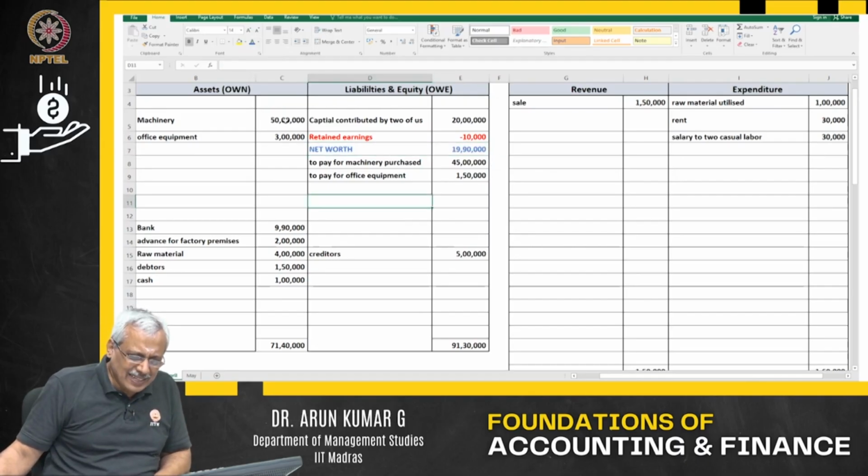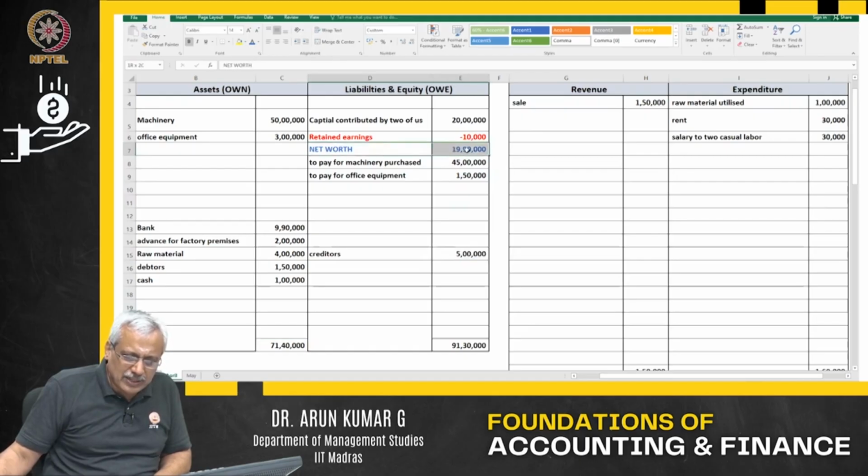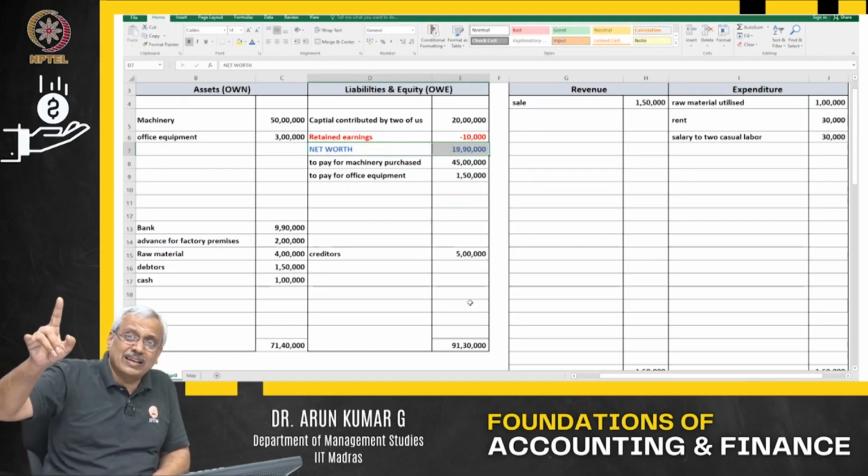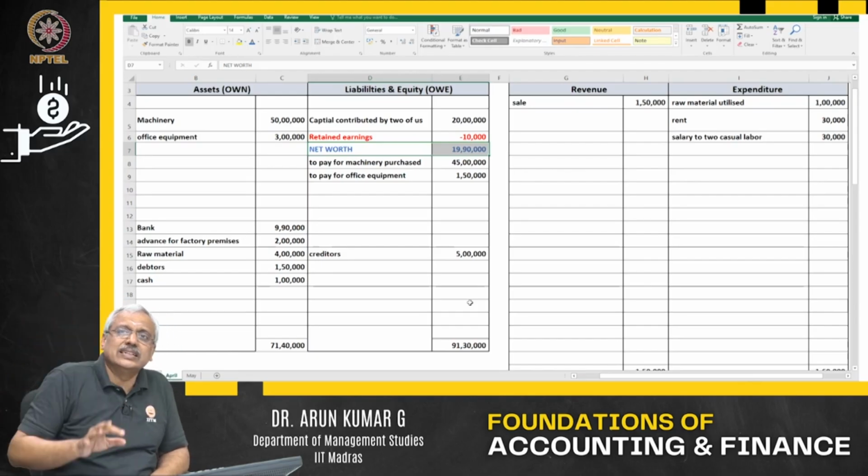That is, I sell all the assets, I generate so much money, I pay off these liabilities. What am I left with? I am left with only this much, that is 19 lakh 90,000. What was the capital? Capital was 20 lakhs initially. Now what is the capital? 19 lakh 90,000. So what happens?